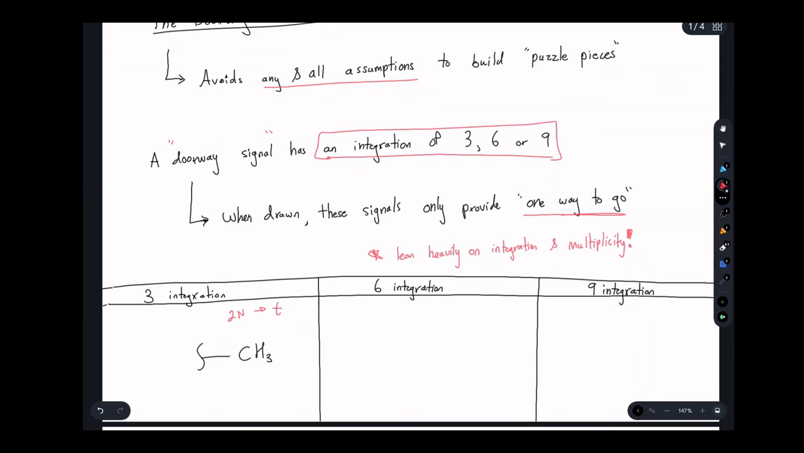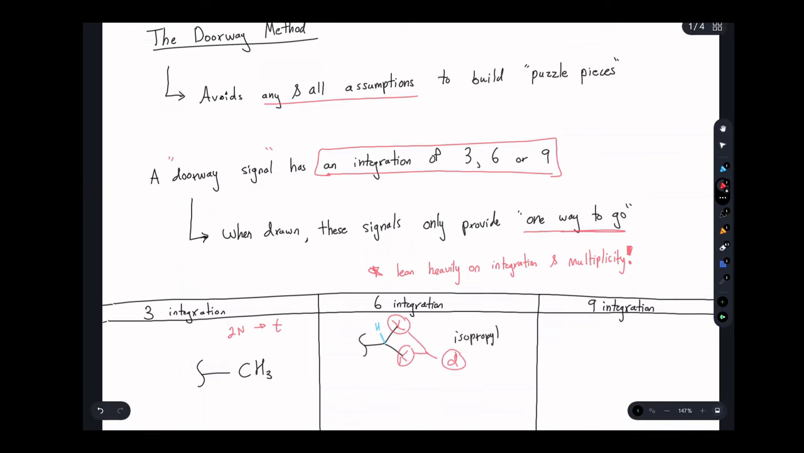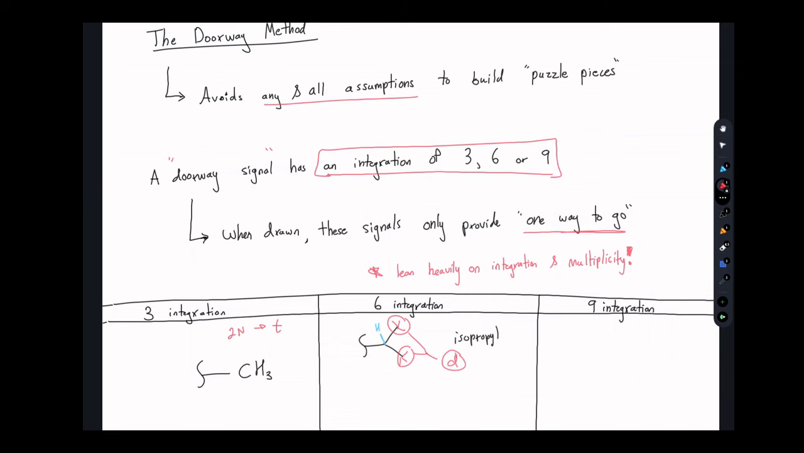6 integration can be very useful. Typically, one thing that you may see, and as I've been alluding to with my examples, is the isopropyl group. One way to get 6 integration is to have these 3 hydrogens be equivalent to these 3 hydrogens by rotation. The isopropyl group, by definition, will always have a hydrogen here, meaning that these signals would be expected to look like a doublet. That's a pattern that I want you to pick up on and apply when you're using the doorway method. If you see a 6H or a 6 integration doublet, that can be very strong evidence of an isopropyl group. Even better than that, we still only have one way to go.